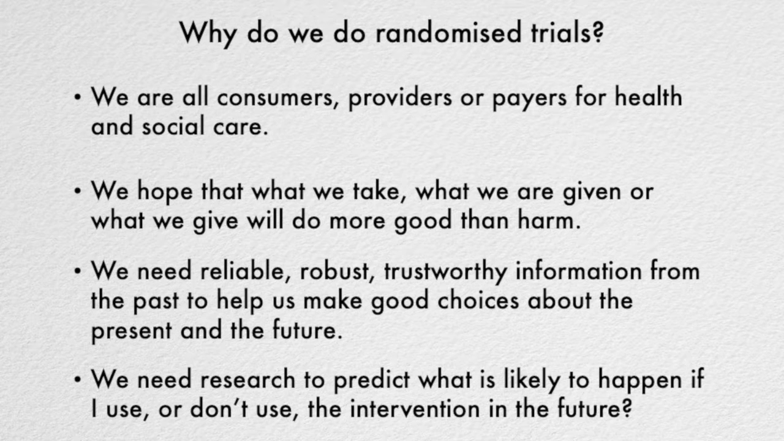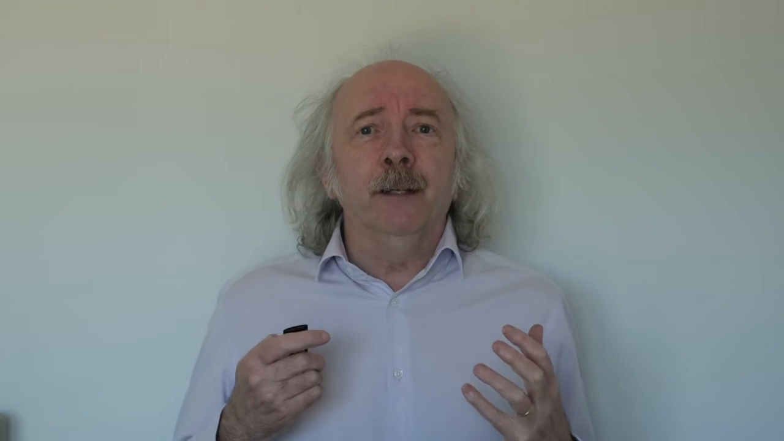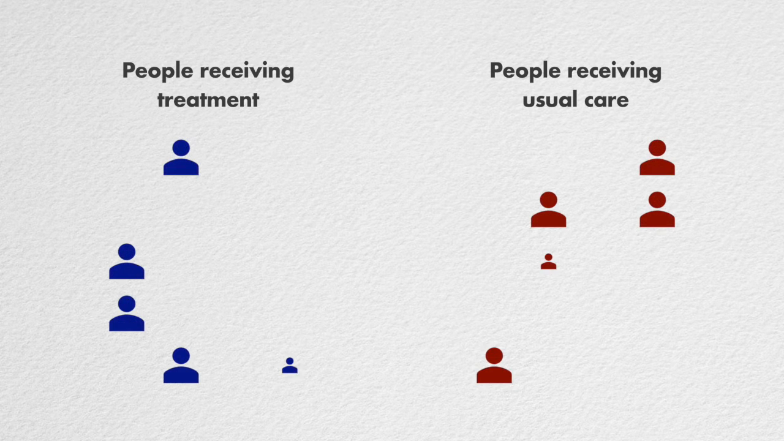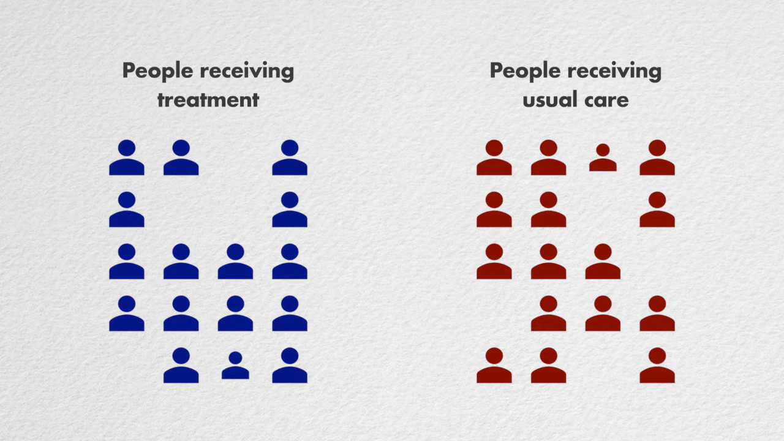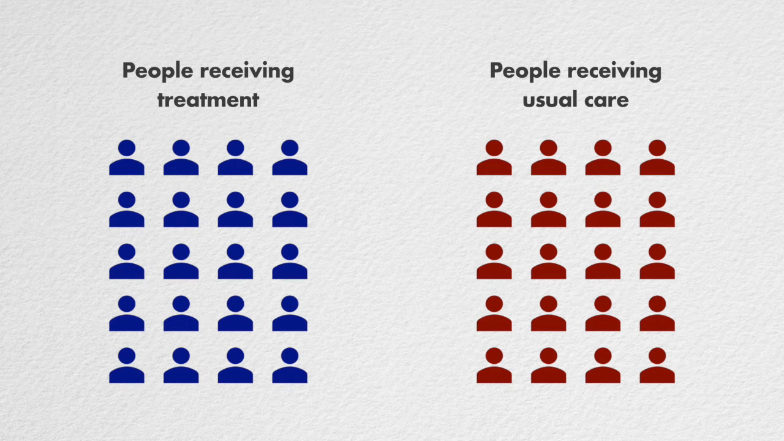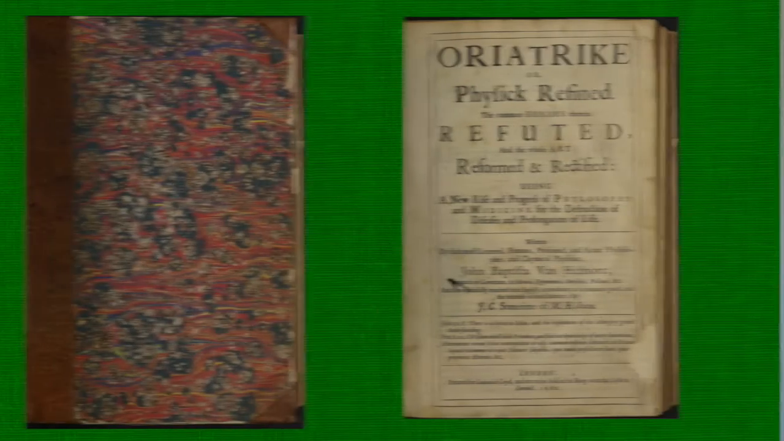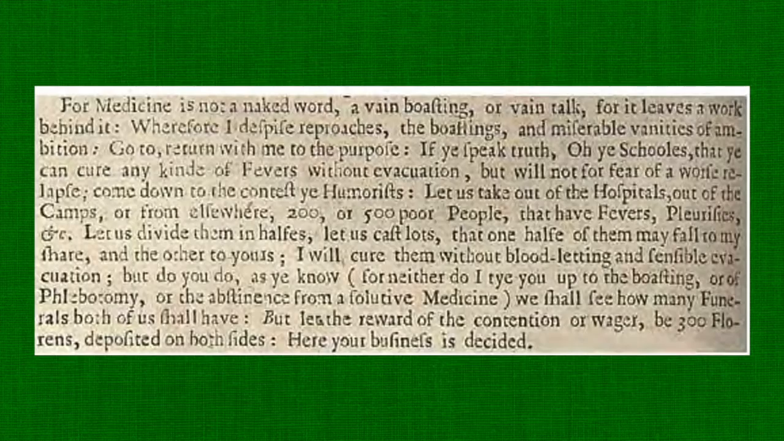We're doing trials to generate comparison groups that only differ because of the random allocation to receive, in a typical easiest study, the treatment or to receive usual care. So that's why we do randomized trials. And the idea is not new. I can go back to the 17th century, and Van Helmont issued this challenge.